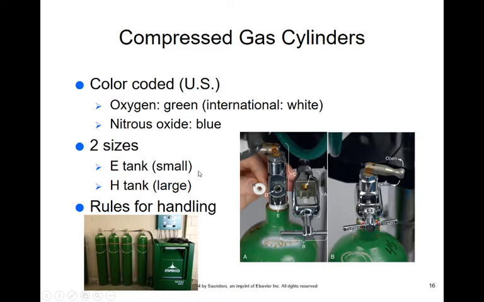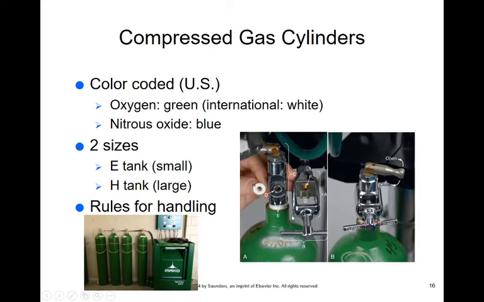We have 2 sizes. E is a small tank that you will see attached directly to the anesthesia machine. H will be a large tank. It's almost as tall as some of the shorter people in our class, so it's a really big tank. Some hospitals have an oxygen generator within the building, like major hospitals, so there's a constant supply of oxygen. Really important that you are not handling these cylinders. Whoever's delivering those cylinders needs to handle them. Once they are put into place, they need to remain chained up so that they don't fall down. We need to be very careful with them.